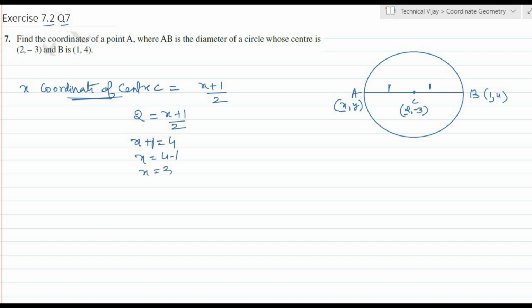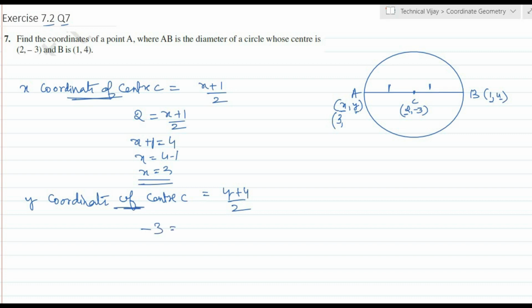So x is equal to 3. So we got this one coordinate. Now the y coordinate of center C is equal to (y plus 4) divided by 2, because this plus this divided by 2. So the y coordinate of the center C, we know, is minus 3.